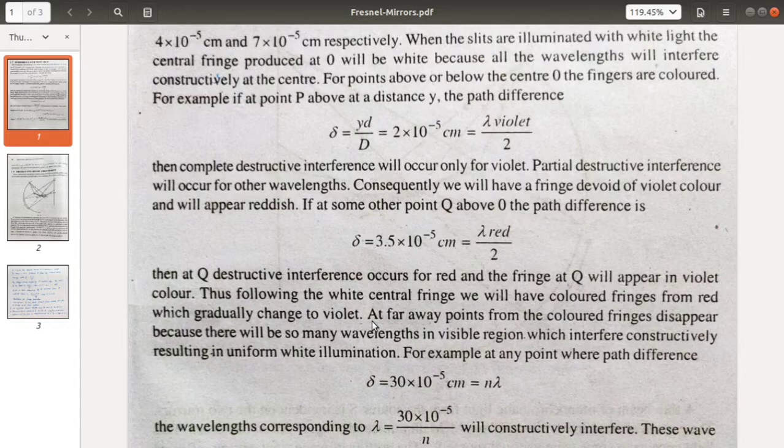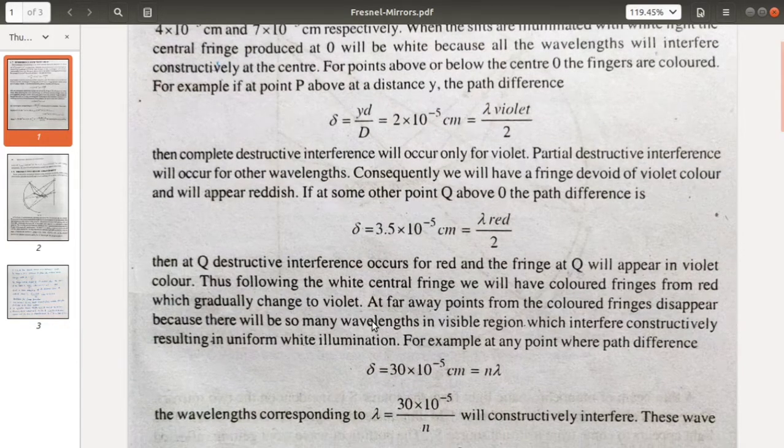So what we are obtaining on the screen is at the central point, that is at the point O, which is at equal distance from the two slits, we will get white light because all the colored light will be interfering constructively here. So we will get white light there, and on the above side and the bottom side we will get colored fringes which vary from red to violet according to the conditions of this path difference.